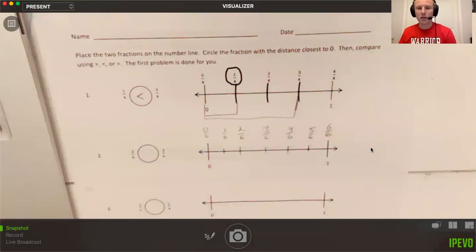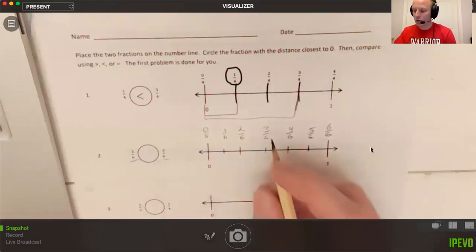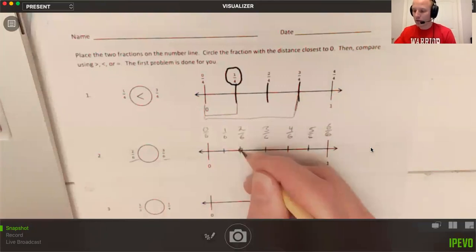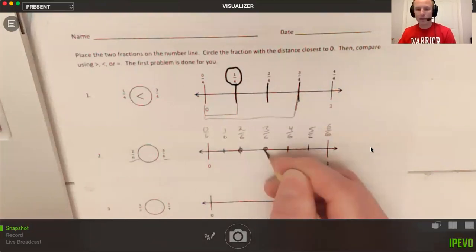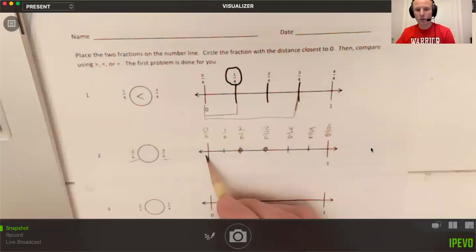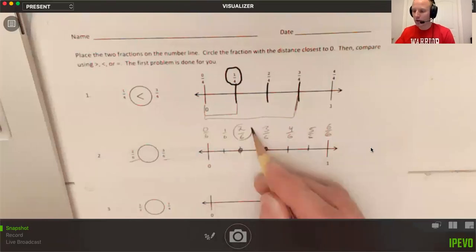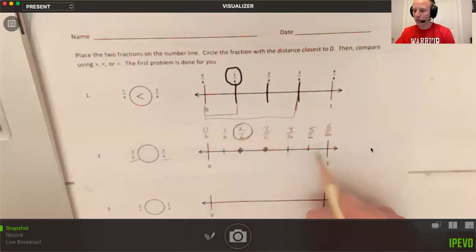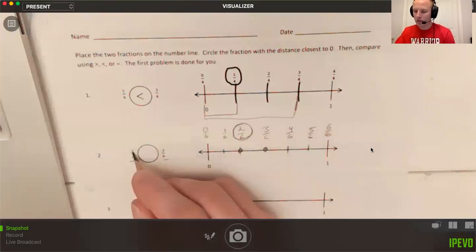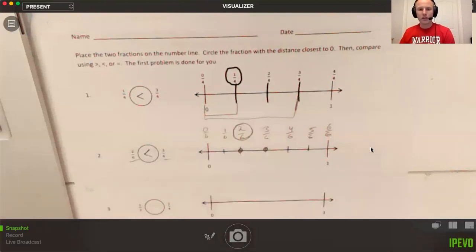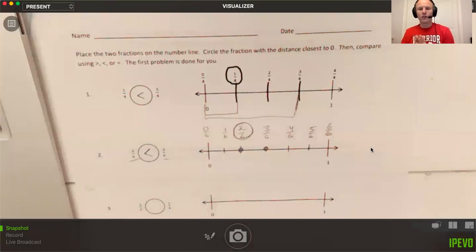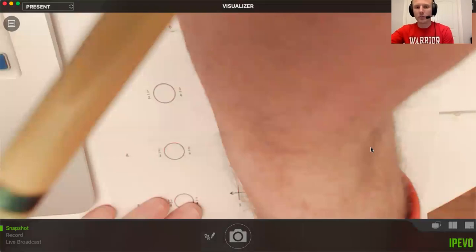And so then I need to go ahead and find 2/6 and 3/6. So 2/6 is here and 3/6 is there. So I'm going to compare which one is further from this point. Well, it's a shorter distance to 2/6 than it is to 3/6. So 2/6 is smaller than 3/6, which means, again, 2/6 is less than 3/6. So the one that's closer to zero is the smaller fraction.